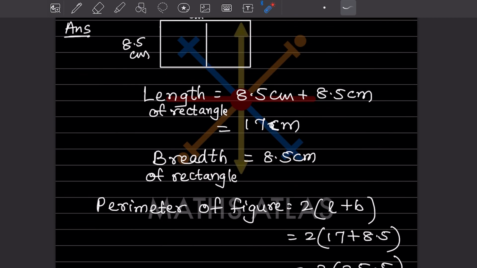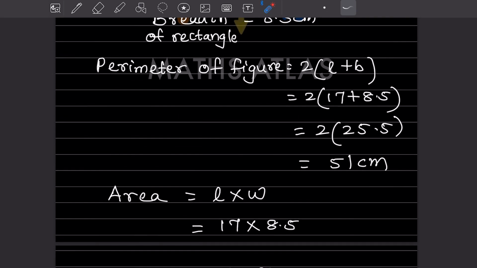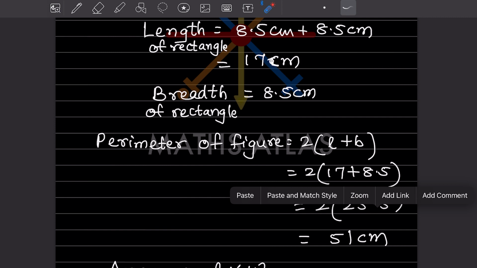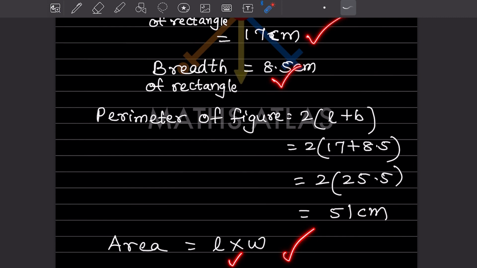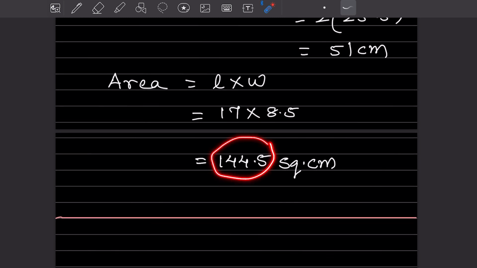Now what did they say? They asked us the area as well. Because that is a rectangle, area is length into width. The length we got here as 17, so here we will write 17 and this is 8.5. So the area is 144.5, and of course, because it is an area, square centimeter.